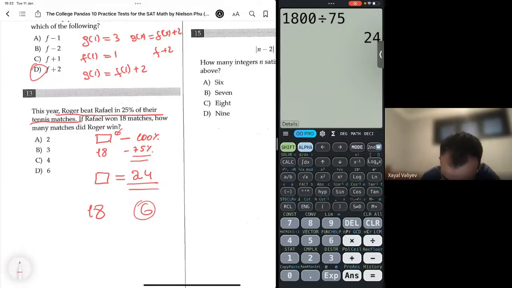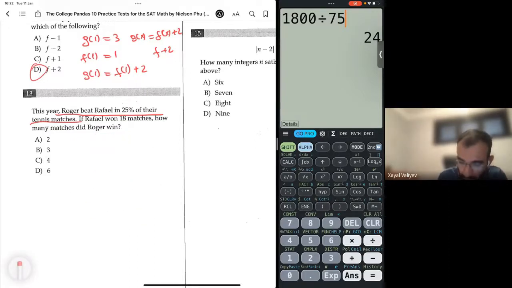The question says Roger beat Rafael in 25% of their tennis matches. No, no, no, this is logical. Look, look, 25%. No, no, no. It is what it is.